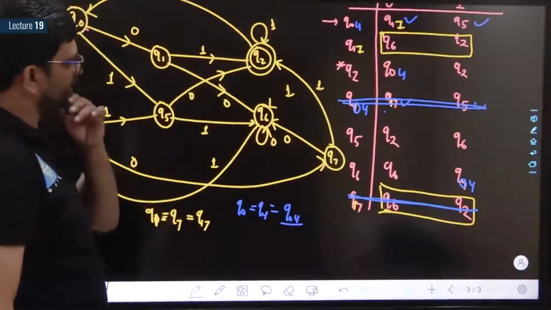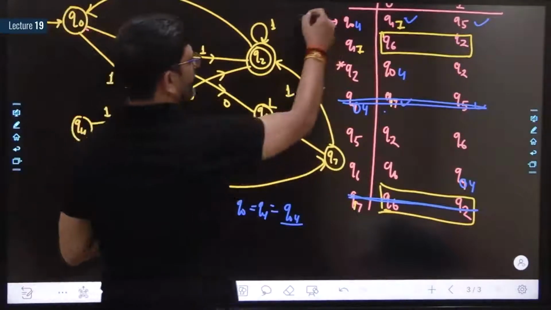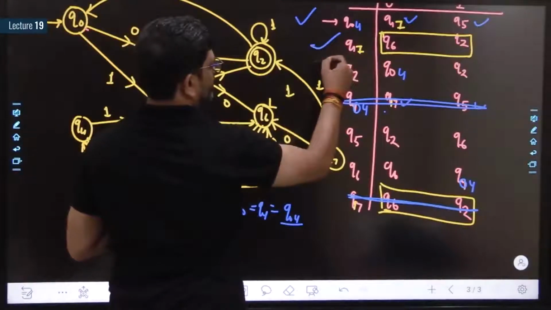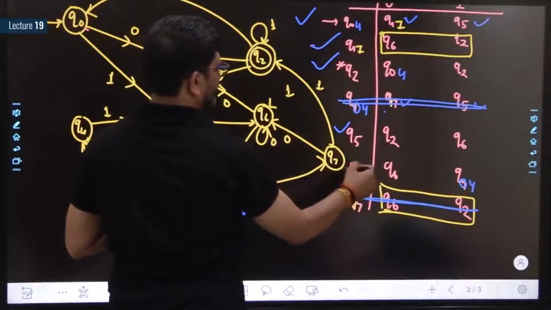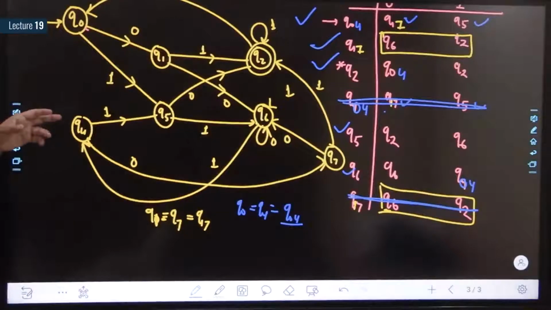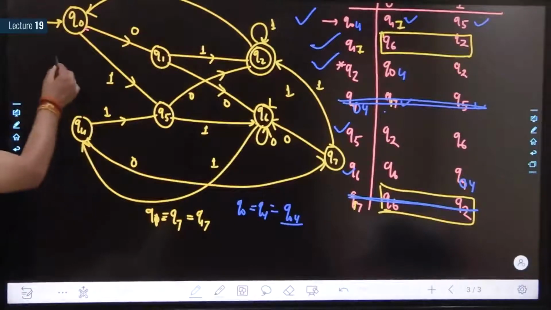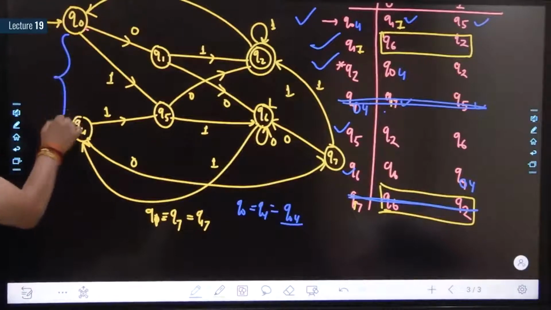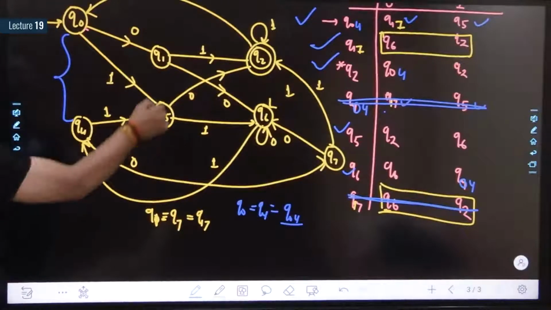Now, how many states do we have? 1, 2, 3, 4, 5. Instead of 7 states, we have 5 states. We merged Q0, Q4 and Q1, Q5.